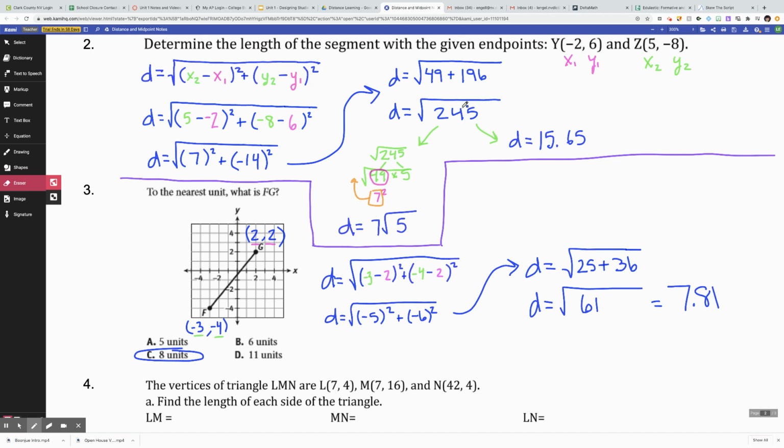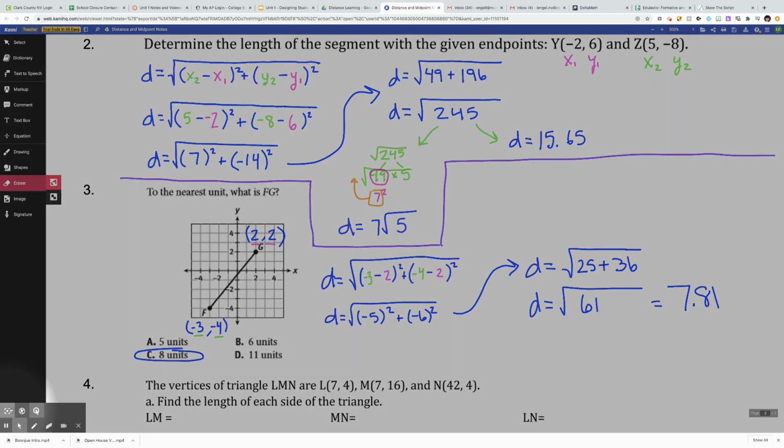Now, there will be some questions that ask you to give your answer in simplest radical form, which is what's on the left here. So I have 2 different answers here. They're equivalent. They're the same number, just expressed in different ways. This one right here is if they ask you for simplest radical form. So this right here, 7 root 5, is in simplest radical form.